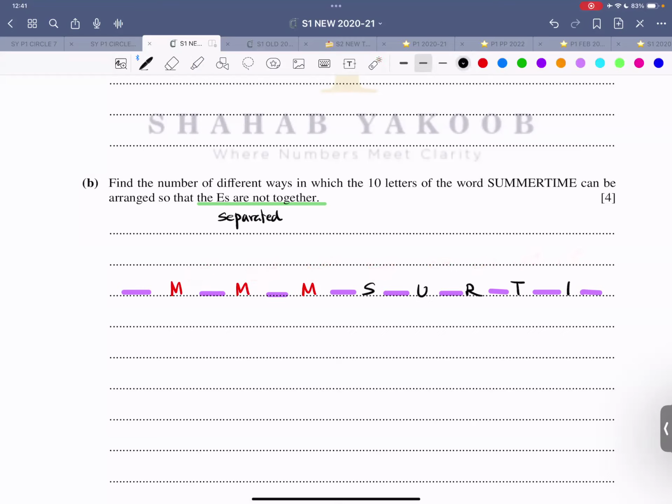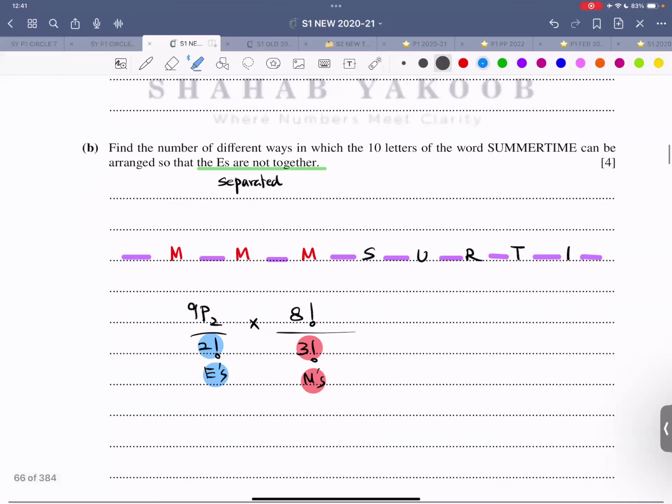I need to fit in 2 E's. So I'll write 9P2. It's permutation definitely. Divided by 2 factorial because both are E's. And what about these 8? How can they arrange themselves? 8 factorial or 8P8 divided by 3 factorial for the M's. So the identical thing, that is for the M's over here, and the identical things for the E's over here.